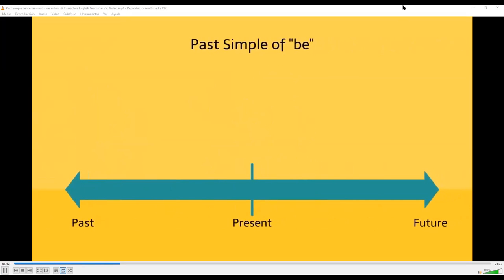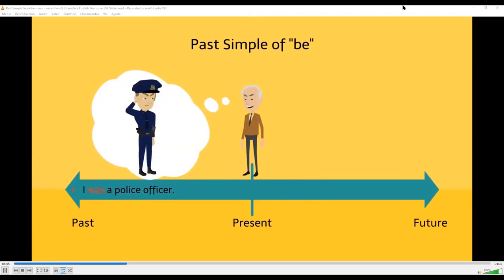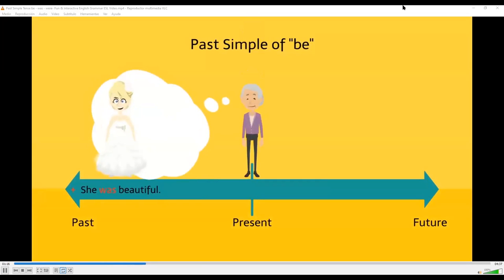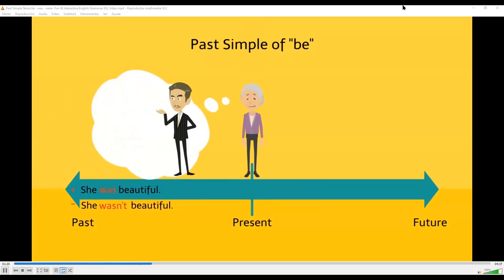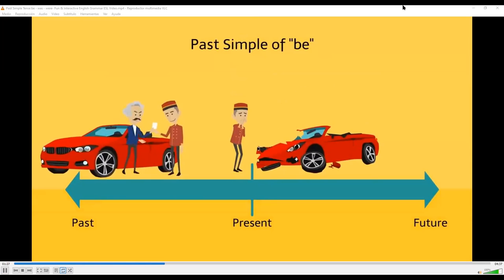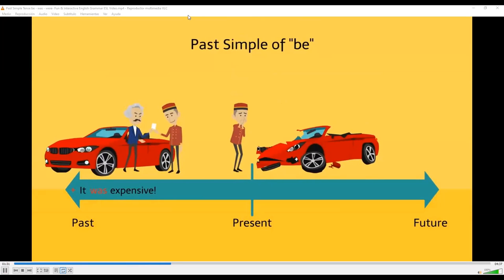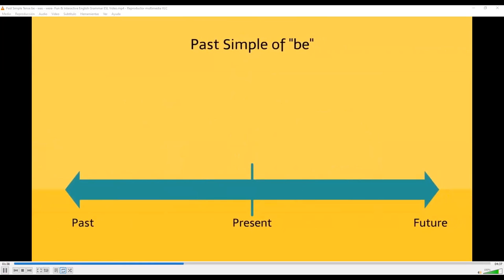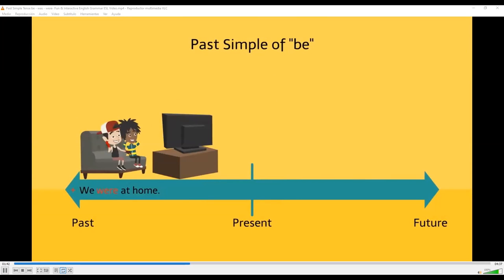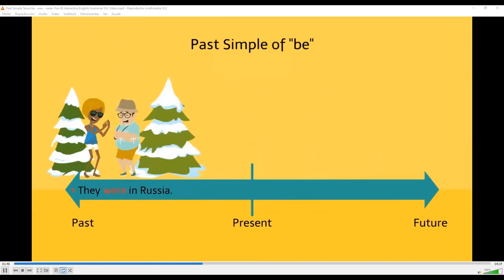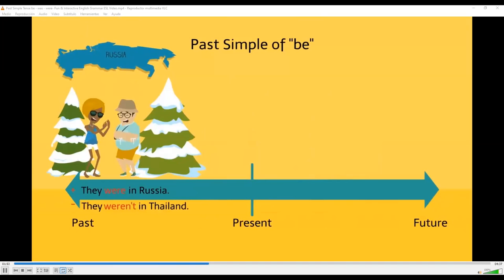Here are some more examples. I was a police officer. I wasn't a police officer. She was beautiful. She wasn't beautiful. It was expensive. It wasn't expensive. We were at home. We weren't at school. They were in Russia. They weren't in Thailand.